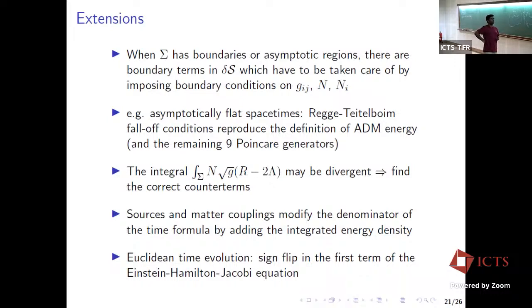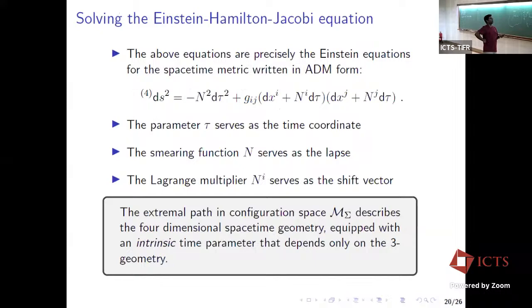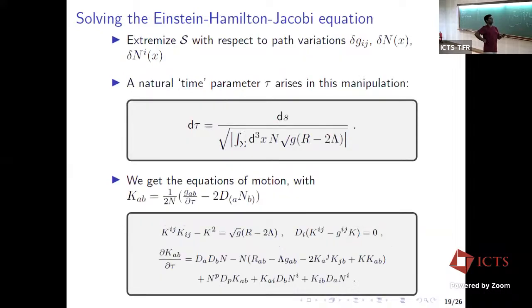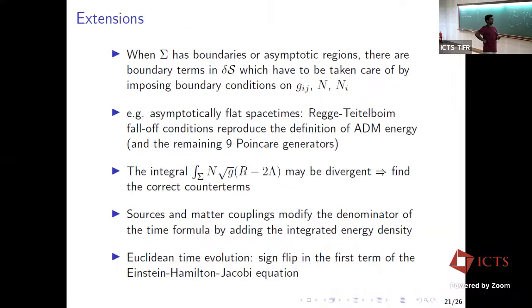We can also add sources and matter couplings, which modify the smeared Einstein-Hamilton-Jacobi equation, and in turn will modify the denominator here with additional terms, which are basically the T00 components of the matter or the sources. And this will in turn modify the time formula here with additional terms. We'll come to an example in a bit.